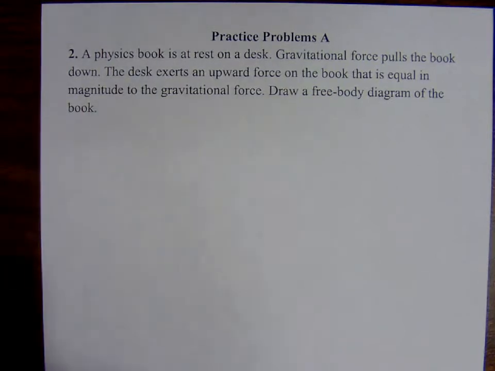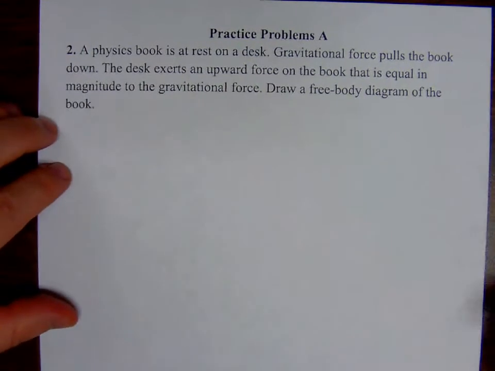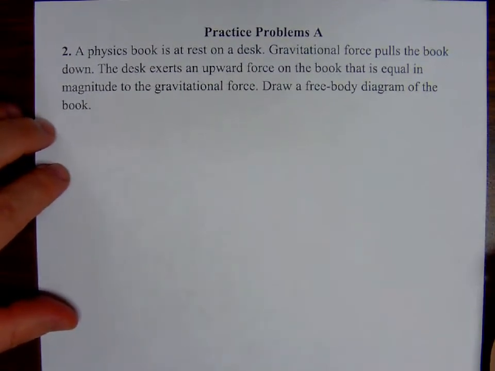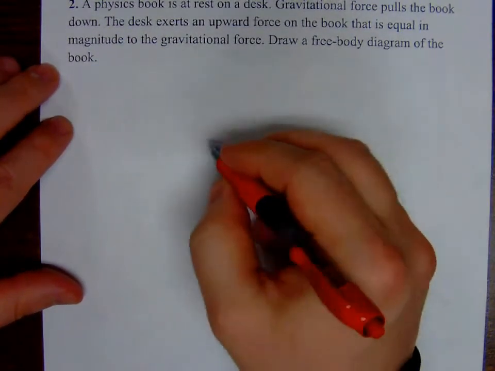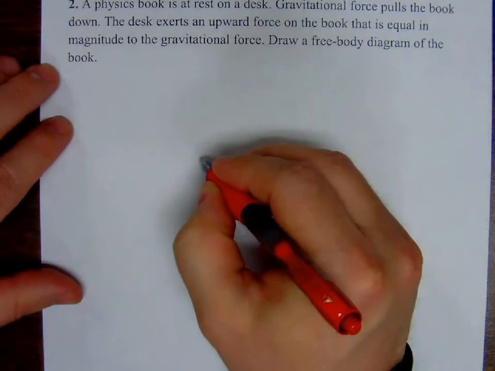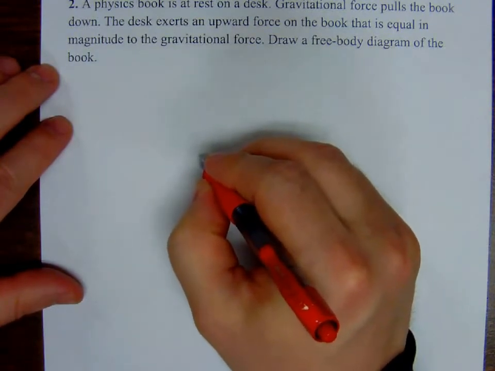All right, second practice problem, starting with sample problem A here in chapter 4. Number 2: a physics book is at rest on a desk. So I'm going to go ahead and draw a physics book. How should I draw it? What's the best way to do it? Should I go fancy?